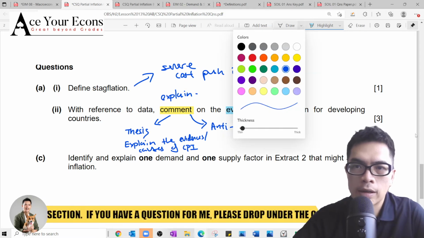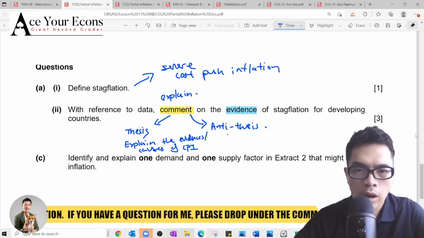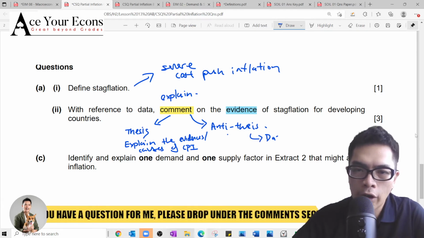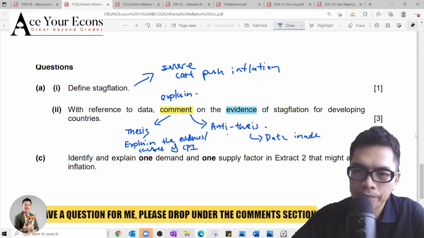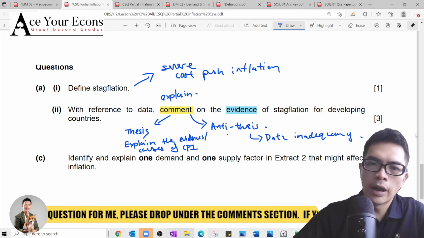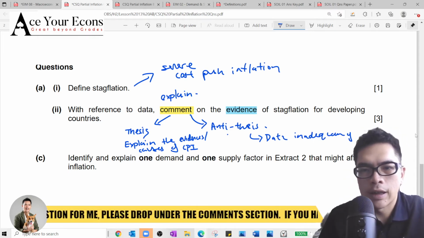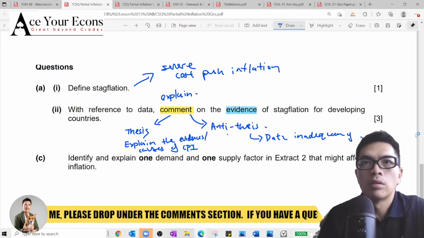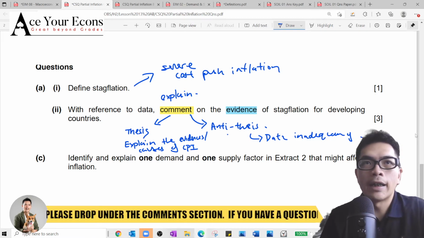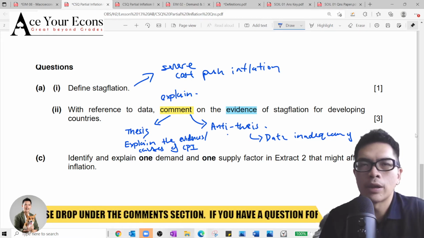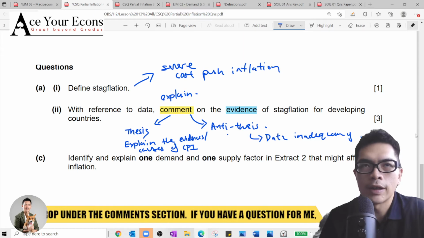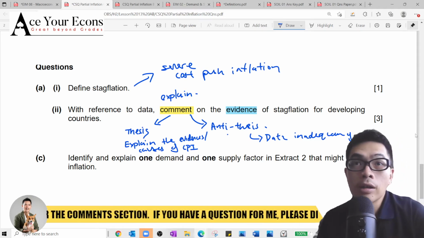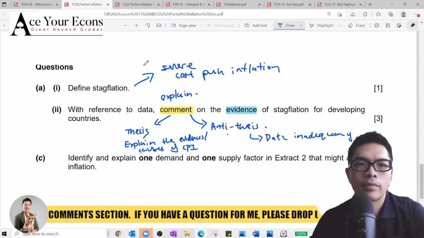Please pen this down. It's fairly popular in SOL questions when they phrase it like that. You want to look out for data inadequacy, or insufficient evidence that suggests that there is stagflation for developing countries. So don't be so naive. Don't stick with one side explanation only. It has to be thesis and antithesis. Is everyone clear? Now let's look at the answer requirement.